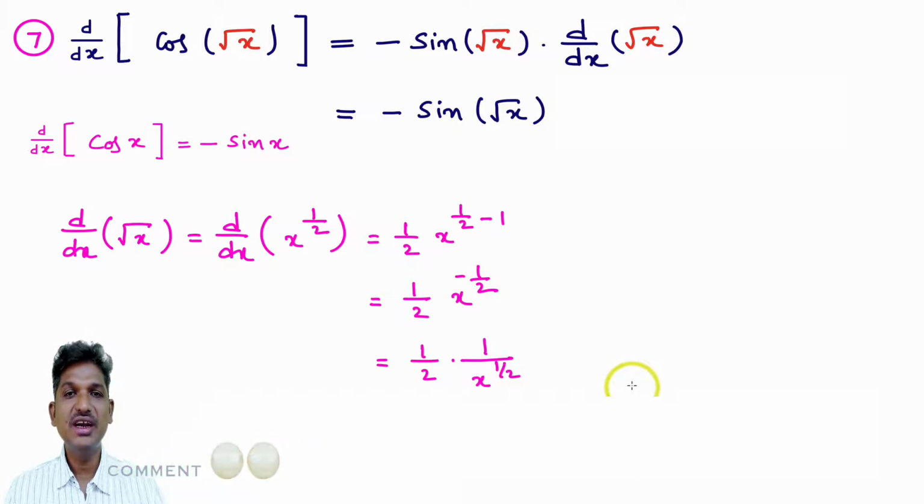I hope you are understanding. So derivative of root x is what? 1 divided by 2 root x. So derivative of cos root x is minus sin root x into 1 divided by 2 root x.